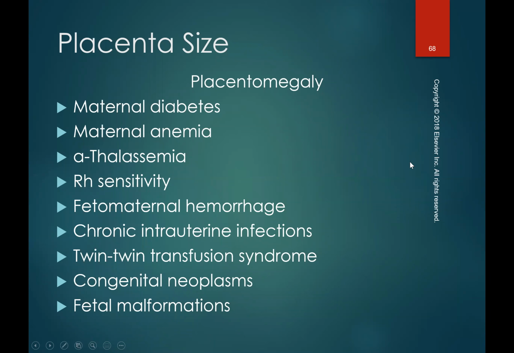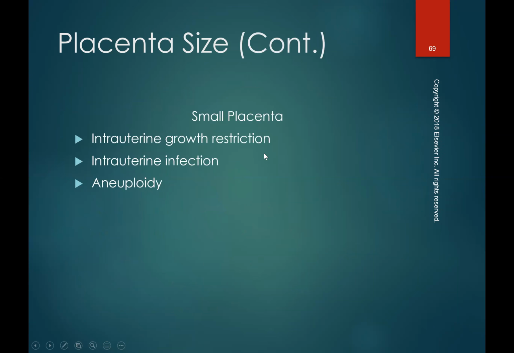Reasons why the placenta would be extra big, or placentomegaly, which is the scientific medical term for a big placenta, and you need to know some of these for your tests: maternal diabetes, which is the huge thing, maternal anemia, thalassemia, Rh sensitization, fetal maternal hemorrhage, chronic intrauterine infections, twin to twin transfusion, congenital neoplasms, and fetal malformations. Most of the time, it's because of diabetes. It tends to make the baby big and the placenta big. Reasons for a small placenta would be intrauterine growth restriction, an infection, or aneuploidy.